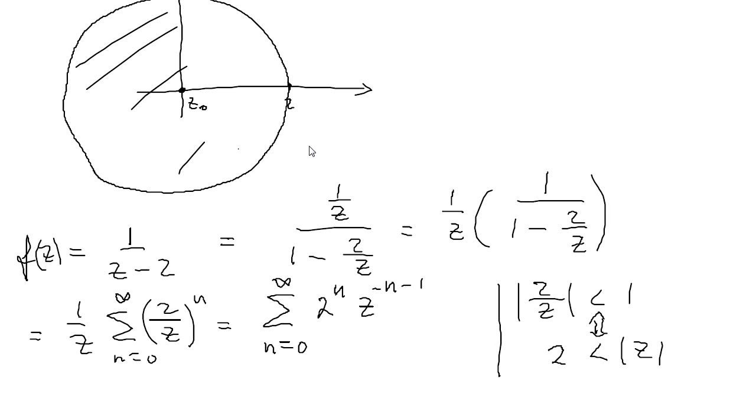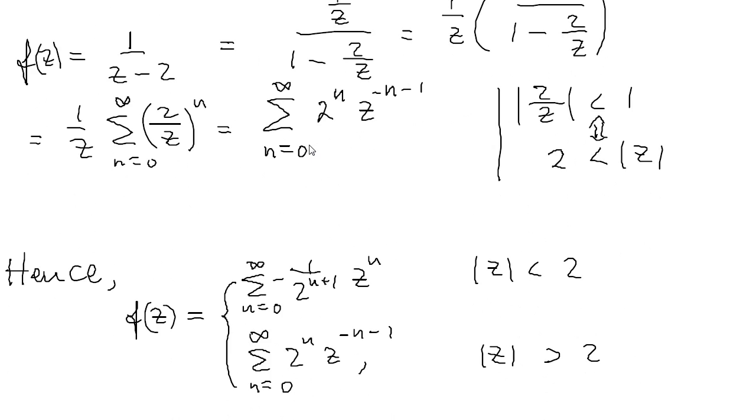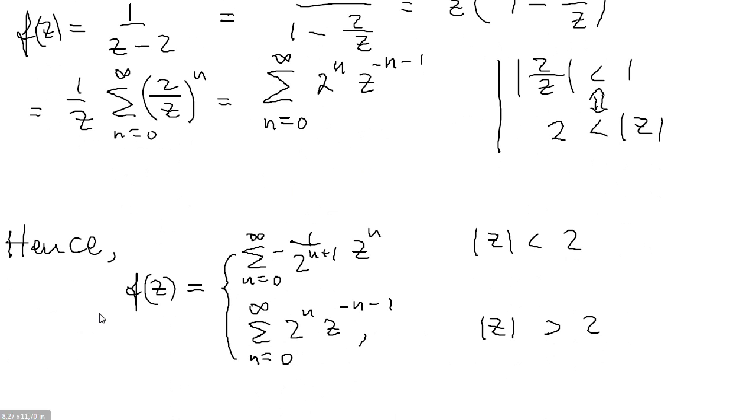So now I've found both the Laurent expansions. So we have two expansions. The f of z could be written as this sum or this sum, valid in these two regions.